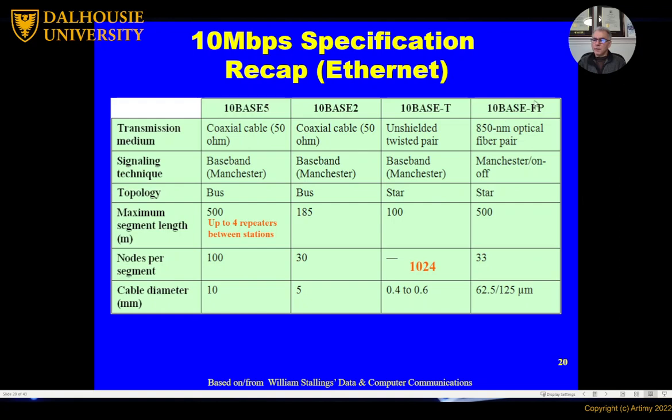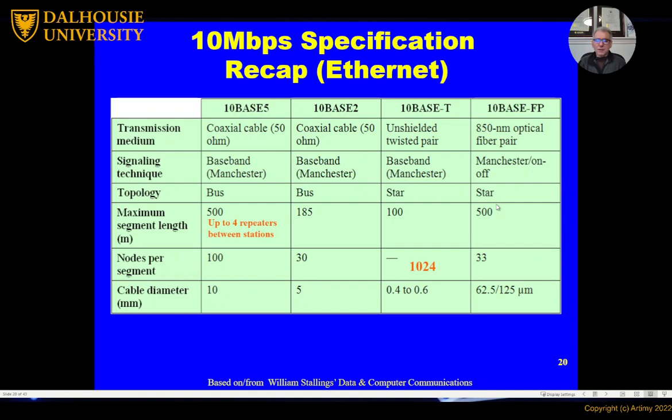And then we have fiber cable. The fiber cable, 850 nanometer, that's a multi-mode fiber. The multi-mode fiber allows you to build a star topology, but the length can go up to 500 meters. So you can have a segment of 500 meters, or you can have a node that's 500 meters far away from the hub. Here we can have up to 1024 nodes. Here we have 33.